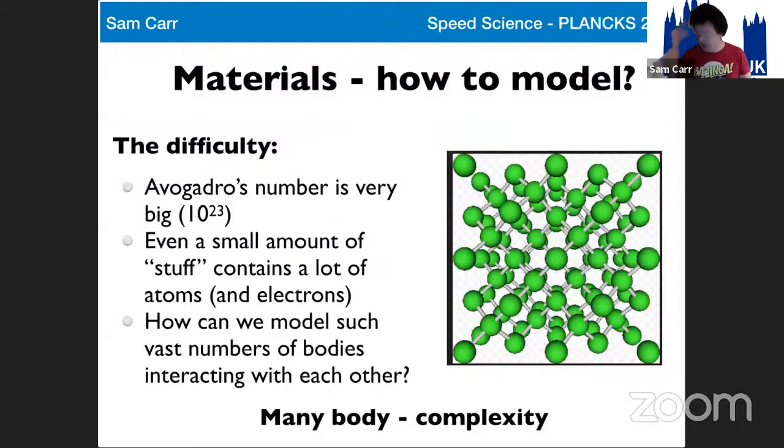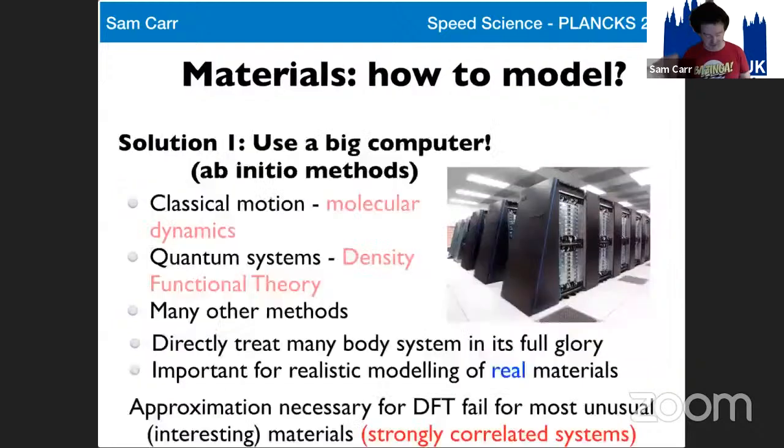So starting at the beginning, if I'm studying a material as a theoretical physicist, how do I model it? The difficulty is there's a lot of stuff in the material. Avogadro's number is very big, so typically I have to consider of the order of 10^23 electrons. And so how can I possibly, as a theoretical physicist, as a mathematical physicist, model so many things? That's a lot of equations. So there's complexity involved here.